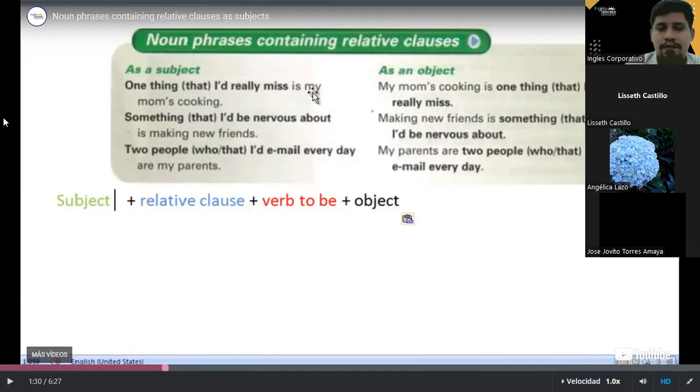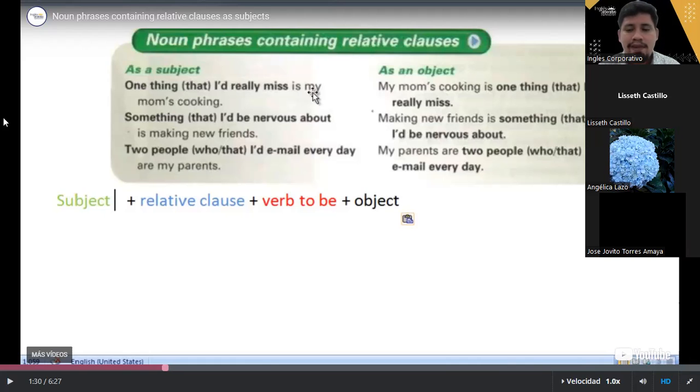If you can see there, noun phrases like "one thing", "something", "two people" are always going to be the subject, because in this case we are going to need a subject in order to construct this kind of sentence. But we are using noun phrases there. Another thing we have to take care about is the use of the verb, because if we use a plural subject, the verb must be plural too. And also the object that we're going to be referring to must be plural. So everything has to match here with this structure, okay?